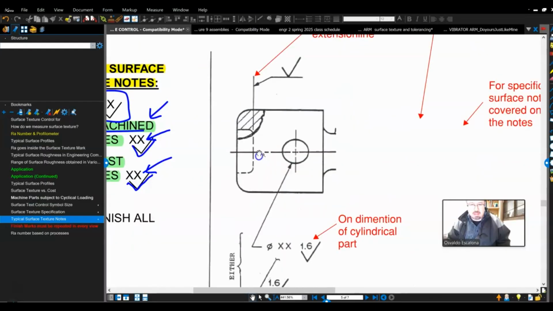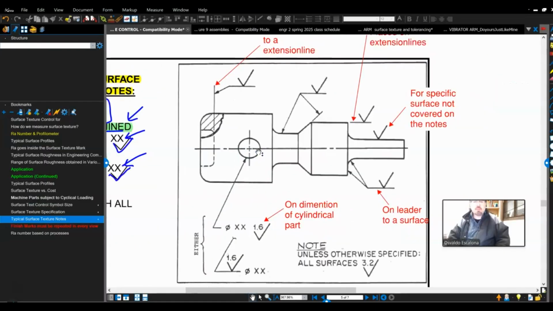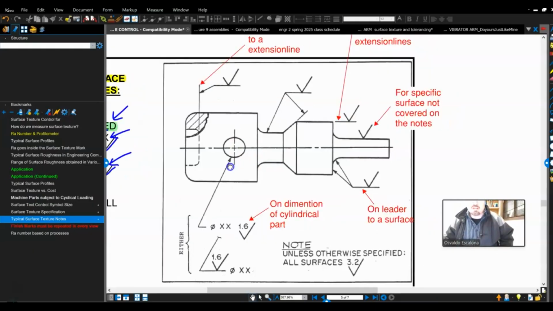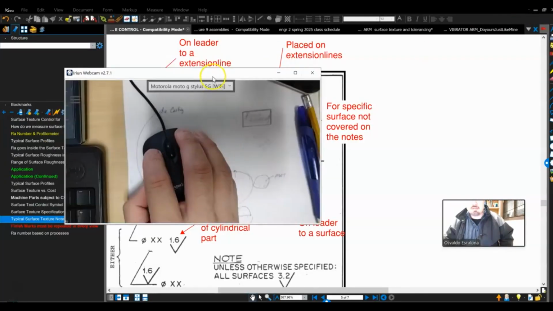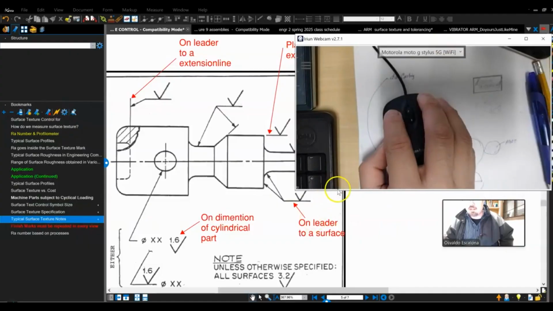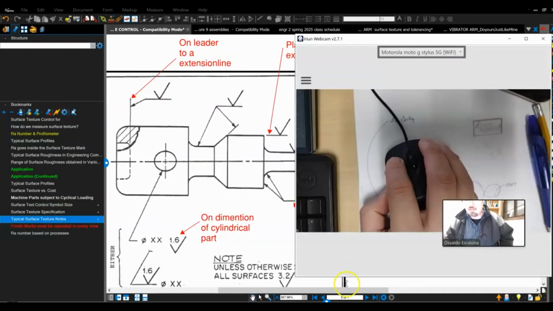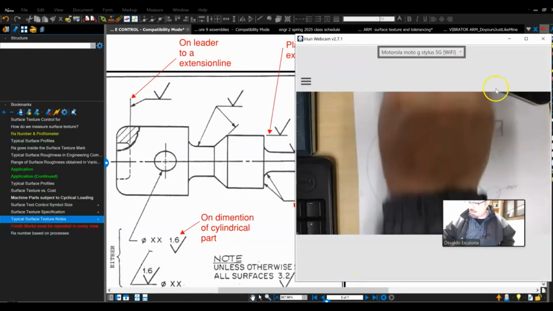Now, how do you apply it? How do you show it in the drawings? I want to tell you how I do it, let's call it the Escalona standard of engineering. I want to tell you what I like and what I don't like. Let me see if I can get another piece of paper.